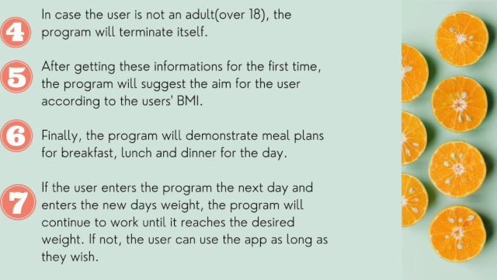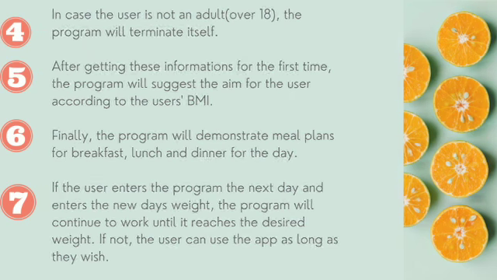In case the user is not an adult over 18, the program will terminate itself. After getting this information for the first time, the program will suggest the aim for the user according to the user's BMI. Finally, the program will demonstrate meal plans for breakfast, lunch, and dinner for the day. If the user enters the program the next day and enters the new day's weight, the program will continue to work until it reaches the desired weight. If not, the user can use the app as long as they wish.